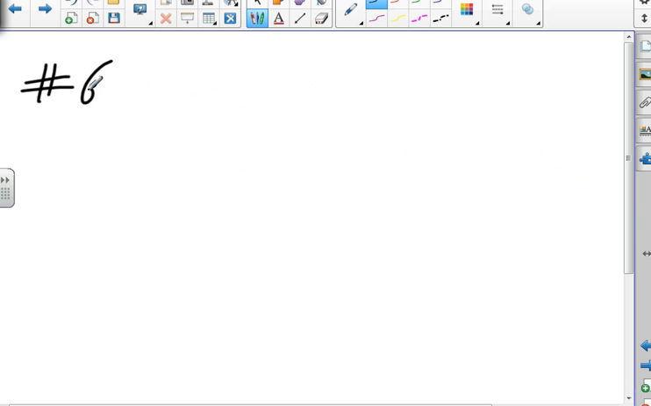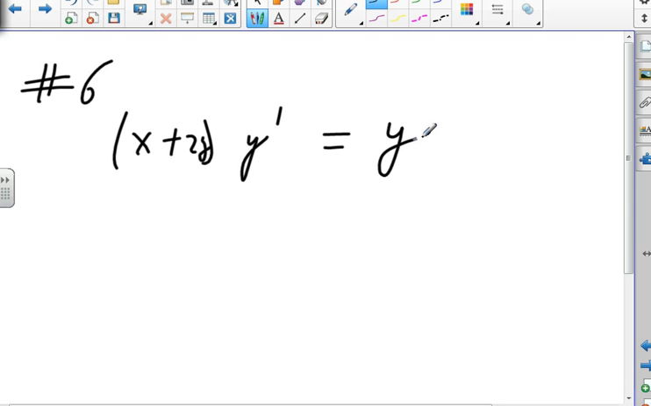Looking at number 6. You're supposed to be doing every odd. Okay, so I'm looking at number 6. X plus 2y y prime is equal to y. Don't say anything right away.